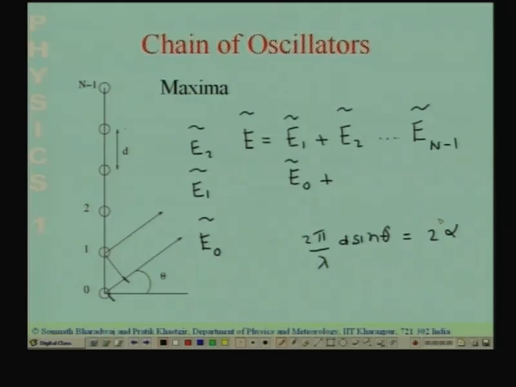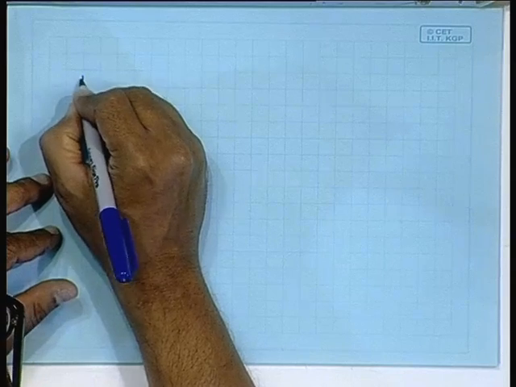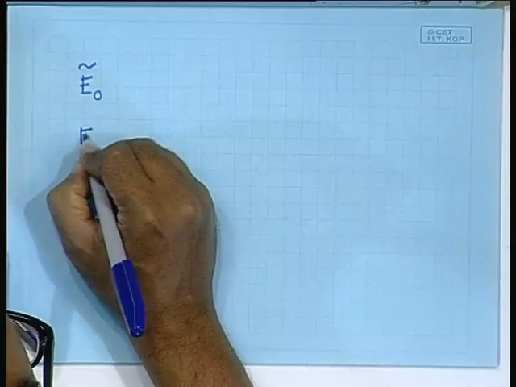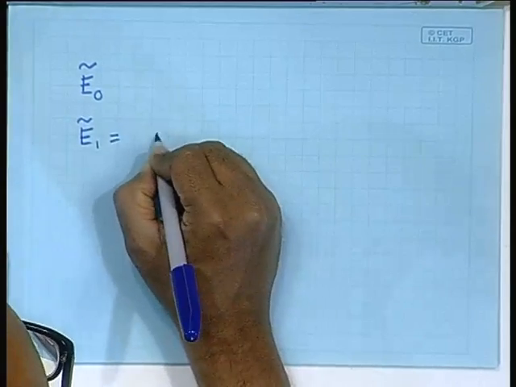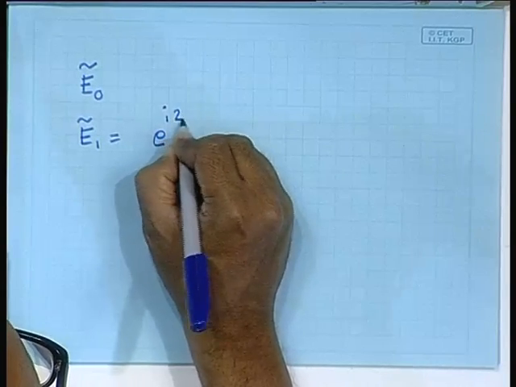So, what we can say is that E 1 is going to be E 0 e to the power i 2 alpha, it is going to come with a phase difference of 2 alpha. And similarly, E 2 is going to be, so let me write it down here. So, the radiation from the 0th oscillator we are calling E 0, the radiation from the first oscillator E 1 is going to be e to the power i 2 alpha into E 0.